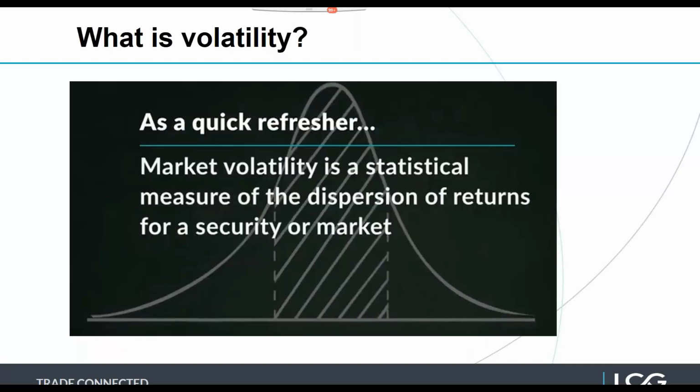Just as a quick refresher, market volatility is a statistical measure of the dispersion of returns for a security or market. So the general idea here is that it's the amount of movement in price within a certain period of time, and how that differs from the typical amount of movement you would expect in that period of time. If you're seeing a lot more movement, volatility is high. If you're seeing a lot less, the volatility is low.